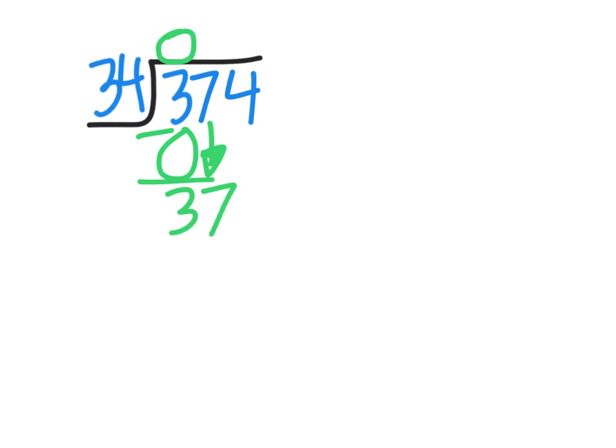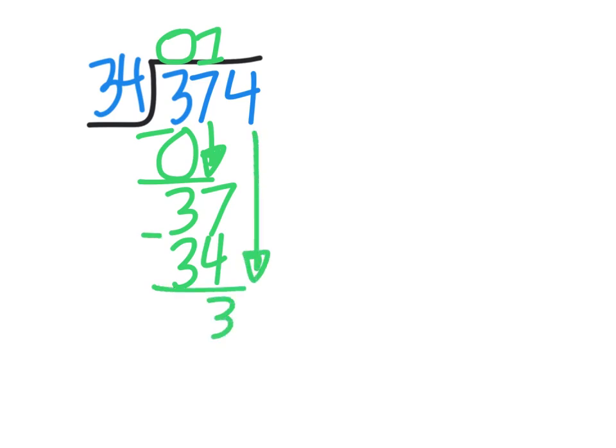That gives us 37, then we divide 37 by 34. 34 goes into 37 one time. 1 times 34 is 34. We subtract those, and we get a remainder of 3. Then we bring down the 4.